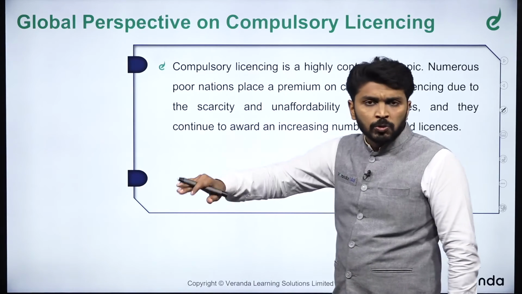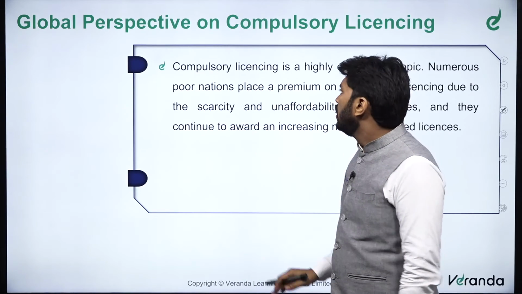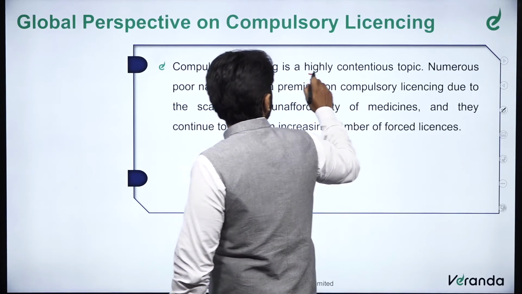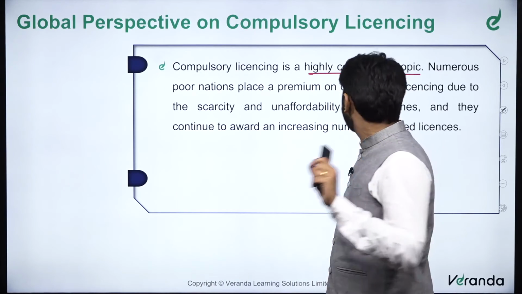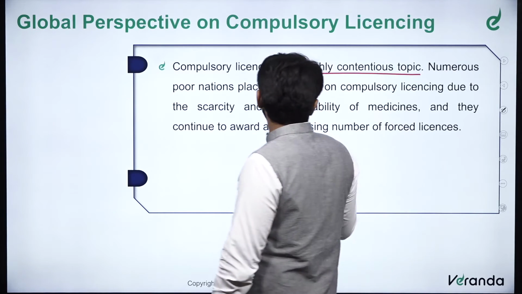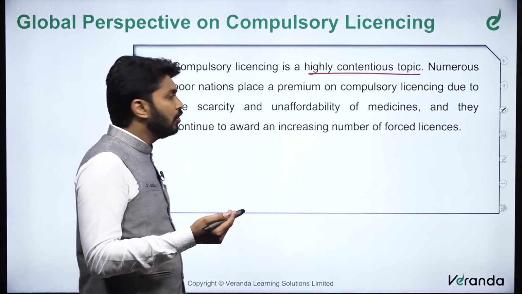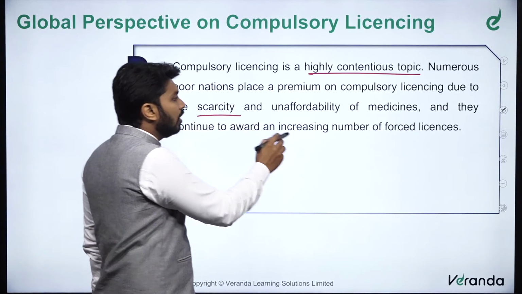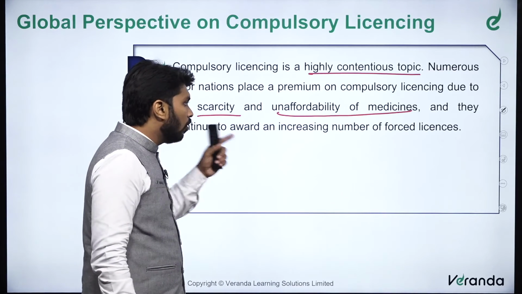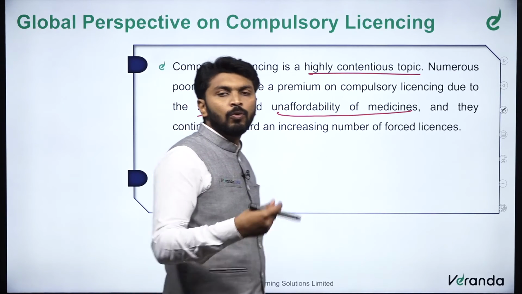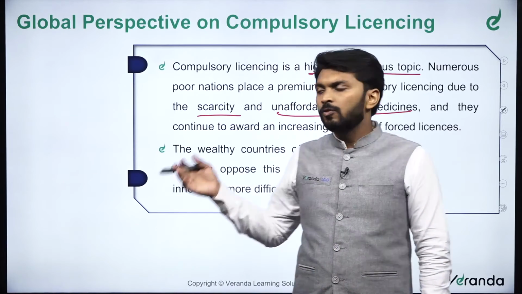What is the global perspective? What would other countries think? Compulsory licensing is a highly contentious topic. Western countries are not supportive of this concept. Numerous poor nations place a premium on compulsory licensing due to the scarcity and unaffordability of medicines, and they continue to award an increasing number of compulsory licenses. This is in the case of poor countries.